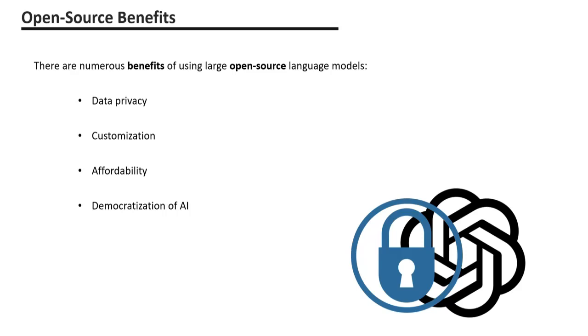Finally, open source models contribute to the democratization of artificial intelligence. These models, being openly accessible, provide opportunities for future research and development to address various artificial intelligence challenges. Therefore, open source models offer several benefits that proprietary models like ChatGPT do not provide.